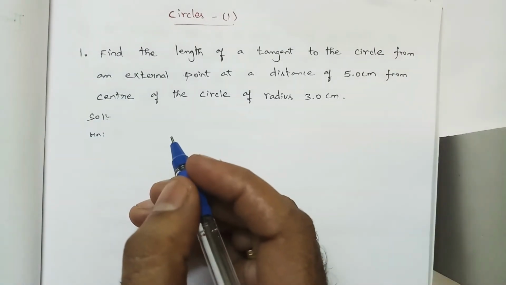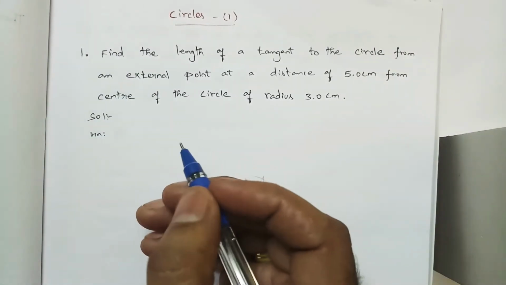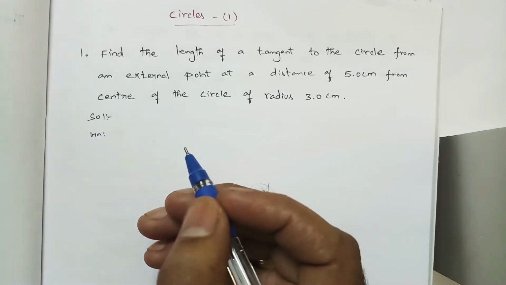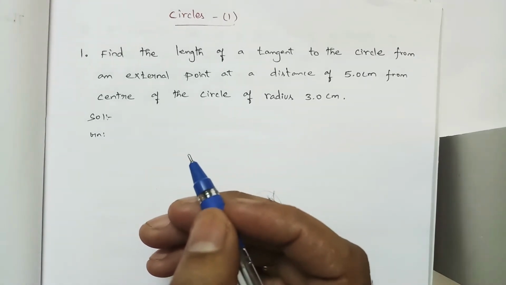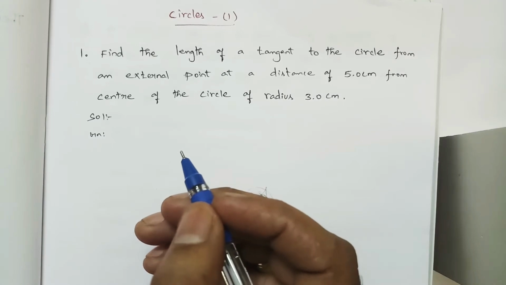Hi students, today we are going to see some circles, right? So already we know some properties. By using the property, we are going to find the values.